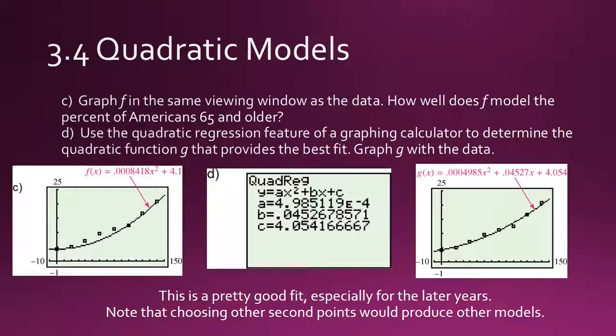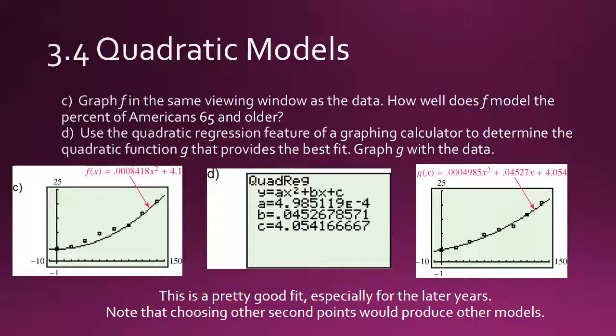Now for C, we're going to graph that function in the same viewing window. This is pretty simple to do. You've already got the graph of your points in there, so what you're going to do is hit the y equals button and just put this equation in, and it will graph it right in there with your points. And then we're going to ask ourselves, how well does it fit? And it fits okay, but we got some points in there that don't quite match. So we're going to see if we could get a little better fit.